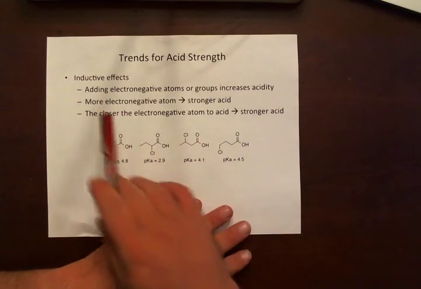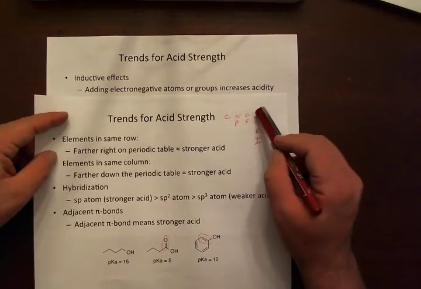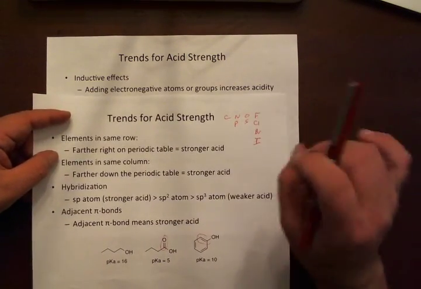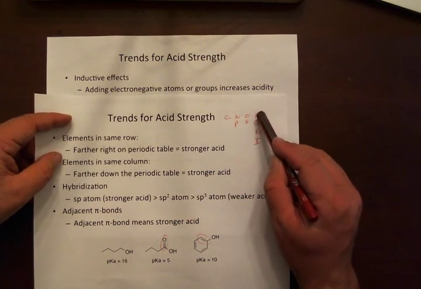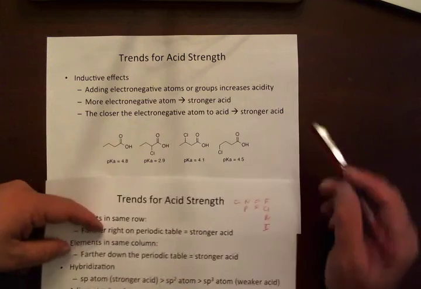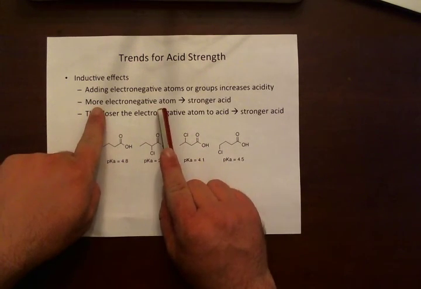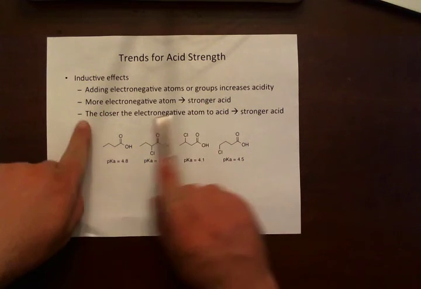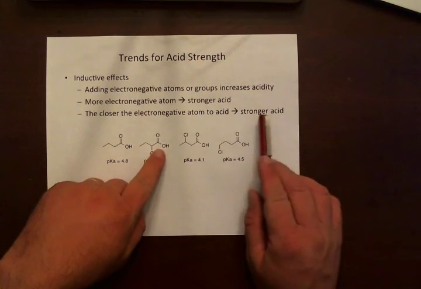So you also have inductive effects. The more electronegative, so here we're just talking about closeness to fluorine. When you're just talking about electronegativity, you're talking about fluorine. The closer it is to fluorine, the more electronegative it is, so the stronger the acid. The closer the electronegative atom is to the acid, where you're losing that proton, again, the stronger.